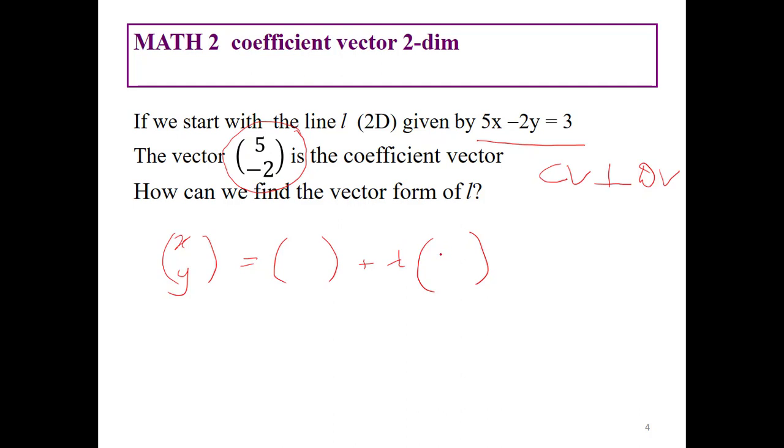Let's start with the last one. Perpendicular to the coefficient vector means switch the numbers. So the 5 will go below, the 2 goes up, and make one of the signs different. In this case, I've chosen to change -2 into +2. Then to find a starting point, we just have to look at the equation and find one easy starting point. Okay, (1, 1) springs to mind: 5 times 1 minus 2 equals 3. So in no less than 30 seconds, we found a vector form of a line given by a specific equation.